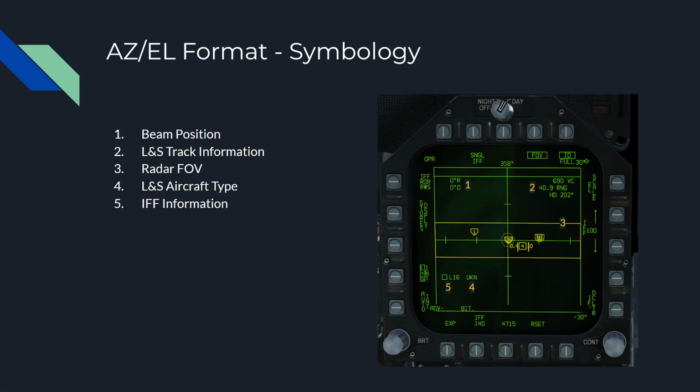So that first set of numbers up to the top left are the beam's current position, so where the center of the beam is relative to the aircraft. Right now it's dead center: 0 degrees right, 0 degrees down, it's 0, 0. This right here is your launch and steer track information, so it's going to give you your closure velocity, your range, and the bandit heading.